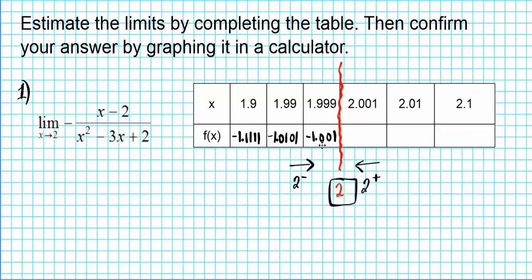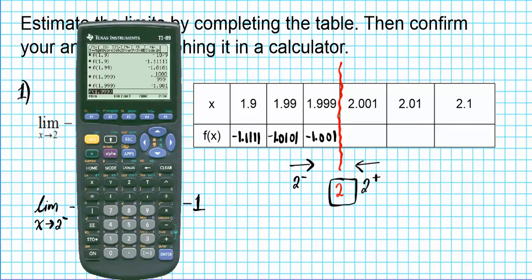It looks like it is approaching negative 1, right? So let's go ahead and write that down. The limit as x approaches 2 from the left of negative x minus 2 over x squared minus 3x plus 2. The left-hand limit, it looks like it's going to be negative 1. All right. Now let's take a look at what the right-hand limit is.